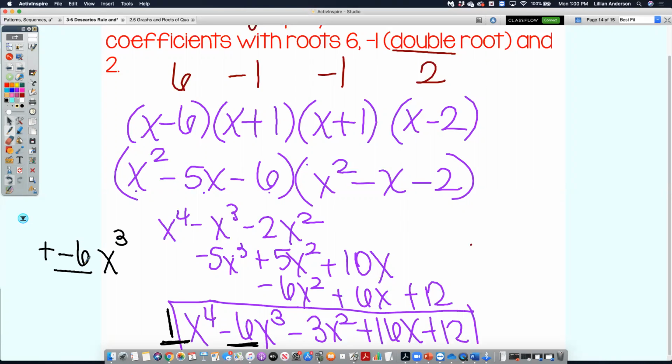Okay? Then -3. Then 16. Don't type in plus 16 because there's a plus already there. Okay? And then a 12. All right? So I've already provided the template for you. You just have to fill everything in.